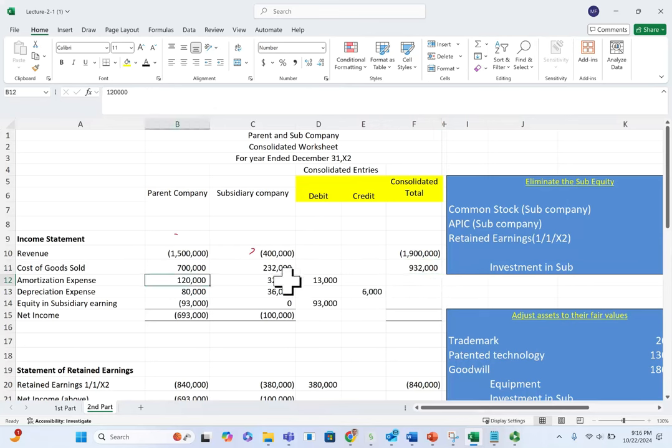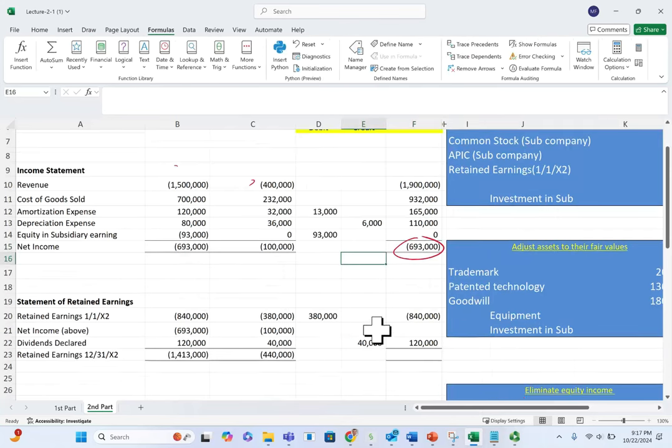Amortization expense, 120 for the parent company, 32 for the sub, and I had to book an additional 13,000, therefore 165. Depreciation expense, 8,000 for the parent, 36 for the sub. Because I bought the sub, I have less depreciation of 6,000, therefore it should be 110. And the equity in the sub, this is intercompany, it should go down to zero. Now I can compute my consolidated net income, and once I compute my consolidated net income, I can bring it down to my consolidated retained earnings.